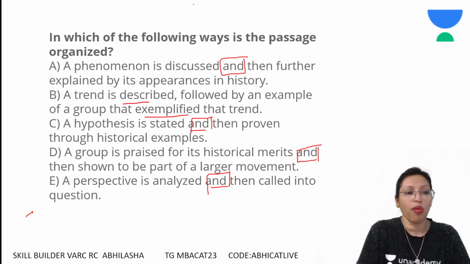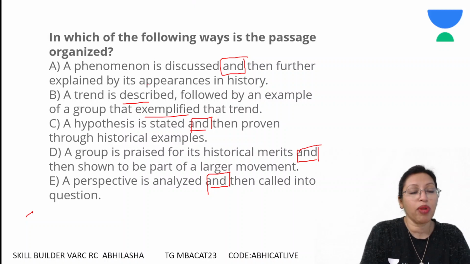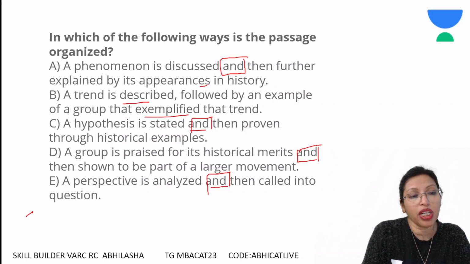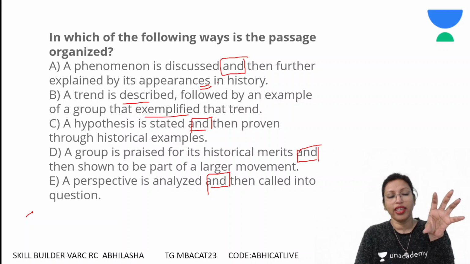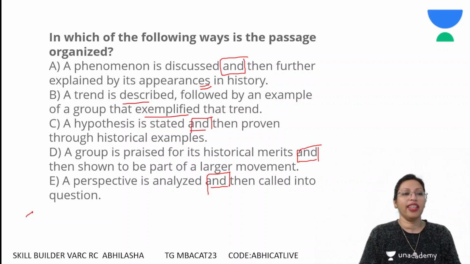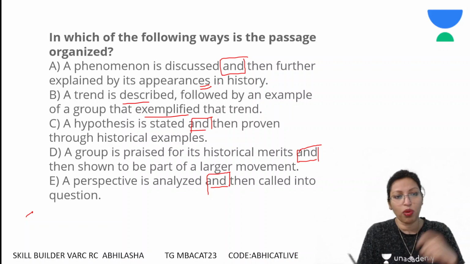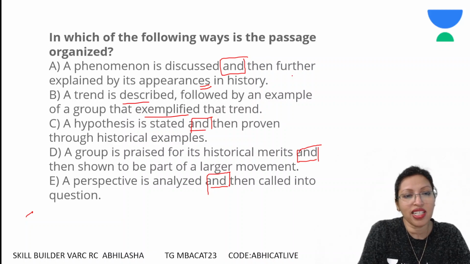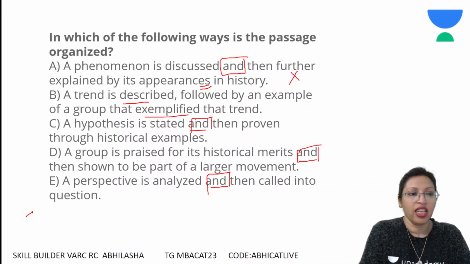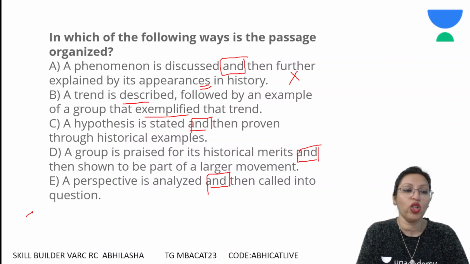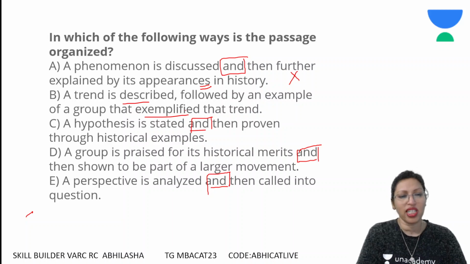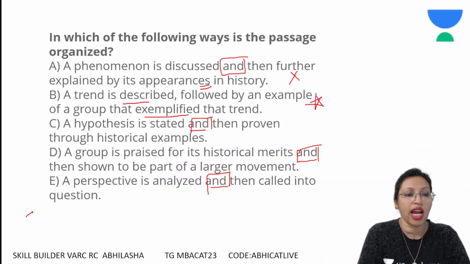Okay. A phenomena is described and then further explained by its appearances. How many appearances in history? We have just talked about one thought, that of the black poets, and then we've just discussed a group about it. So appearances in history, not really. A trend is described, yes, black poetry is described that it grew in the 1960s, and then we talked about the Broadside Press poets and then went into the specifics. So this can be an answer. I'll put a star to B.